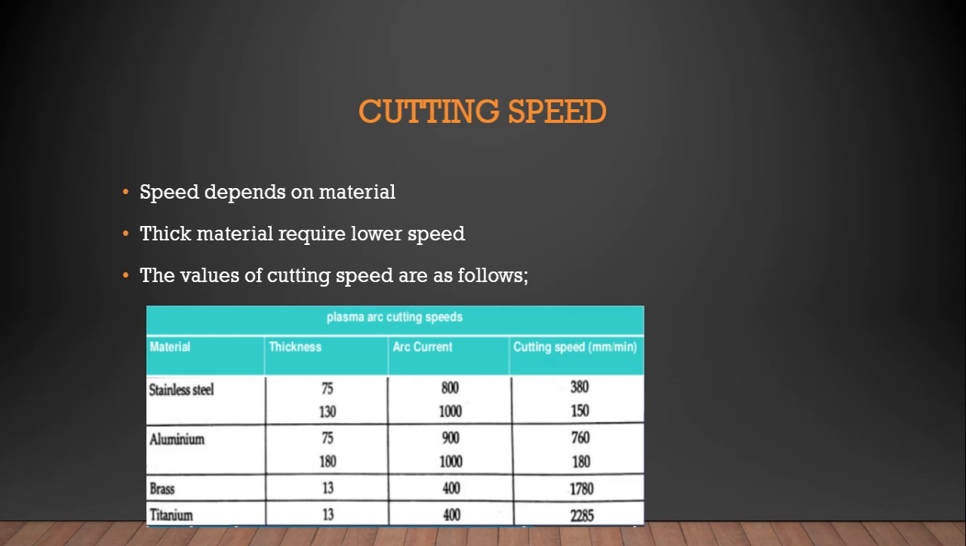For aluminium, 75 thickness with 900 arc current, and cutting speed is 760 millimeter per minute, and 180 thickness with 1000 arc current has 180 millimeter per minute cutting speed. For brass, 13 thickness, 400 arc current, and 1780 millimeter per minute, while titanium 13 thickness, 400 arc current, and 2285 millimeter per minute cutting speed.